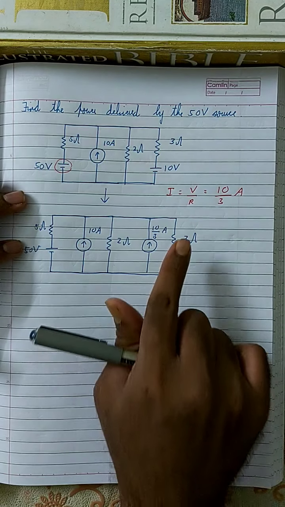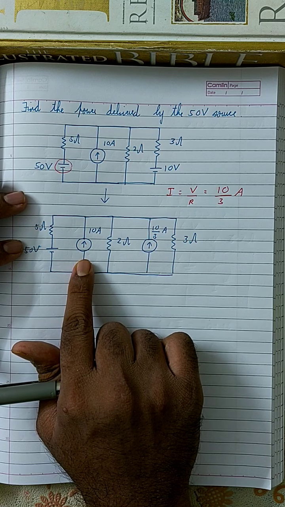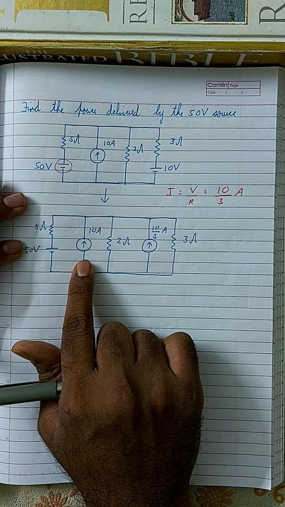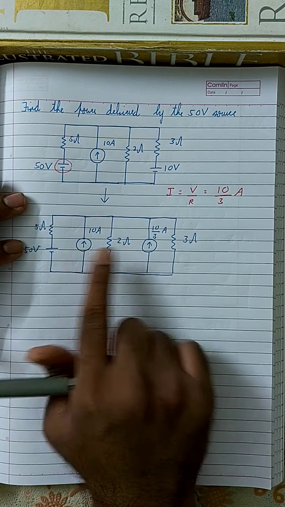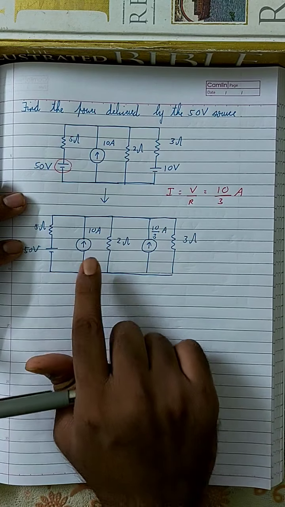Now you can understand why I made it like this. Like I told you, current sources in parallel can be combined. You see this 10 ampere and this 10 by 3 ampere source, I can now combine these two. So if I combine these two, what will I get?